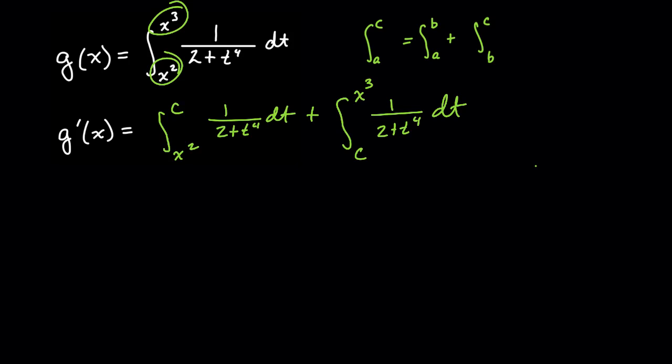Now this first integral, what we're going to do is switch the order of these things. So this becomes a negative integral from the constant up to x squared. And this other integral we can keep just the same.